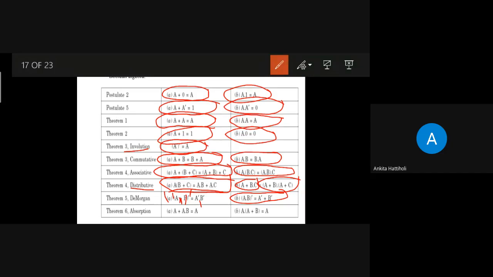And the last theorem is A plus A dot B is equal to A, or A dot A plus B equal to A. This is your absorption theorem, where the lowest number of variables gets absorbed. Up till here, is that clear, everyone?